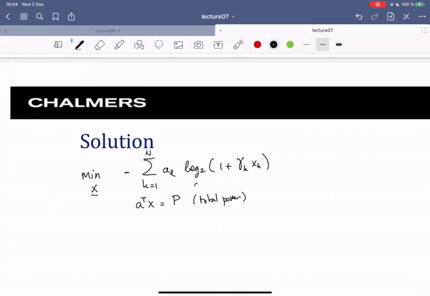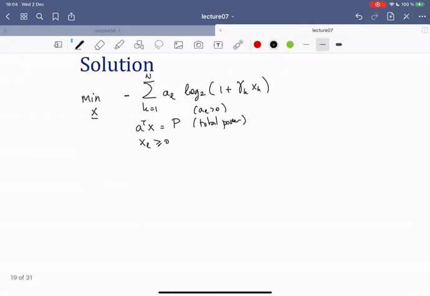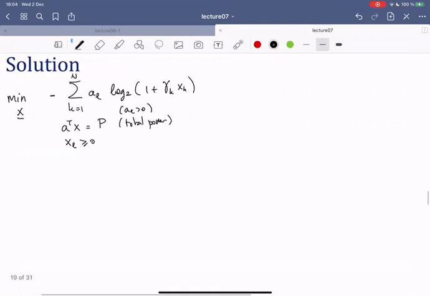I'll also assume that all the a's are greater than 0, because if they're 0, you can remove them from the problem. They don't matter. And each x_l is greater or equal than 0. So this is our original optimization problem.